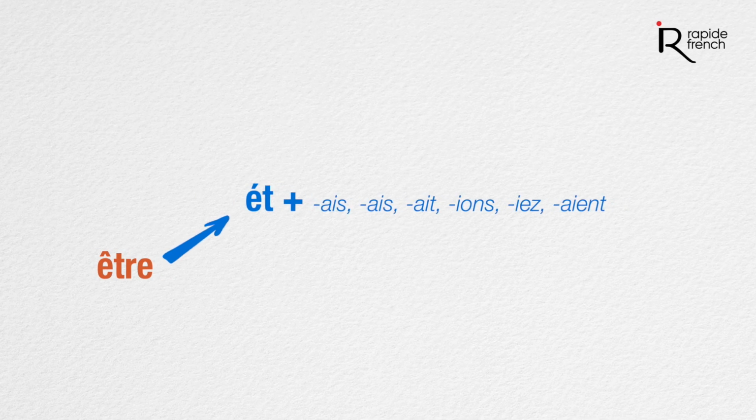The imperfect is actually very easy to learn because all conjugations except for the verb être are formed in the same way. The only irregular verb that you need to master by heart is the verb être. For all others, it's the same thing.